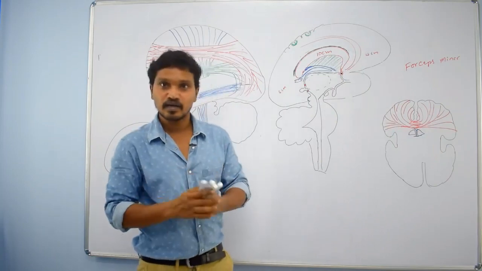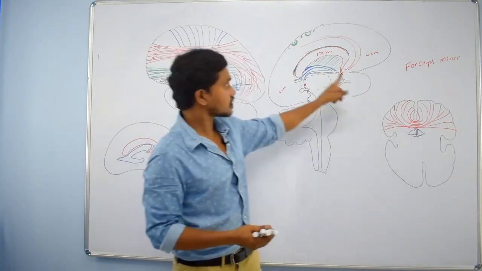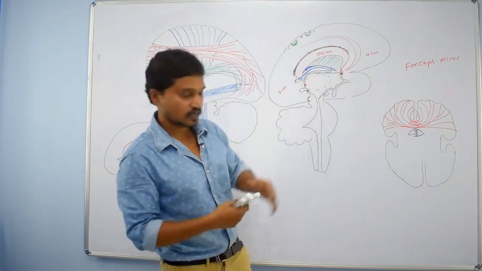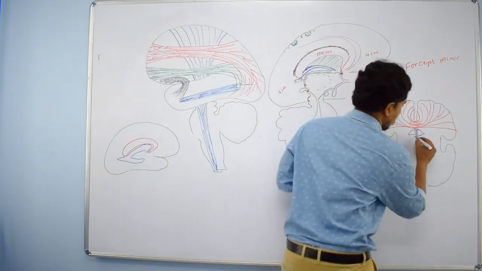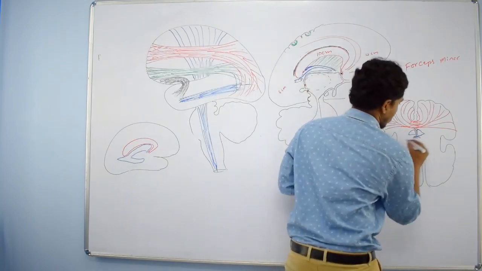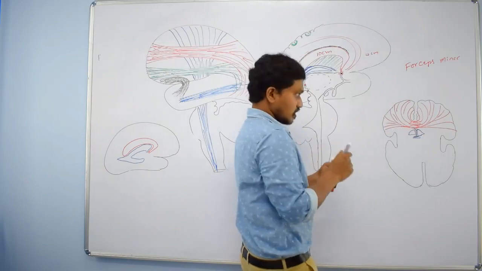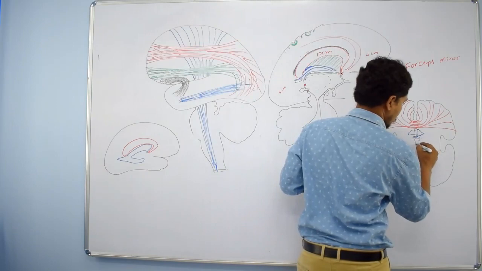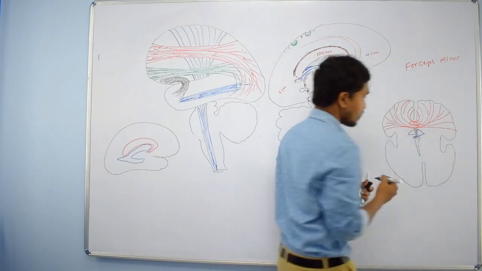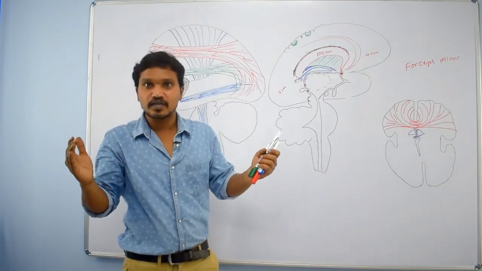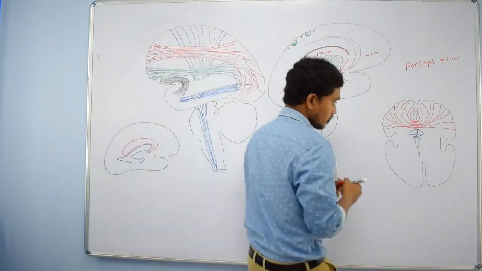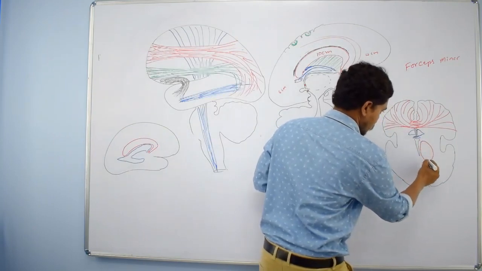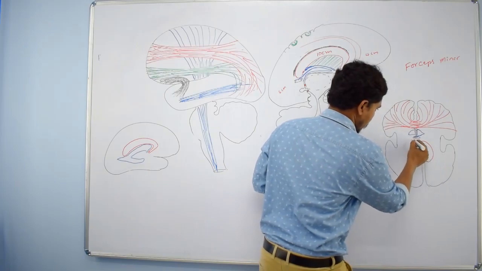Clear? Then below this fornix, what is there? Of course the tela choroidea is there. Below the tela choroidea, the third ventricle is there. So here I am drawing a small part. Just imagine this is the tela choroidea. Below the tela choroidea what is there? The third ventricle. On either side of the third ventricle you can find one large grey matter which is part of the diencephalon. What is this? Thalamus.